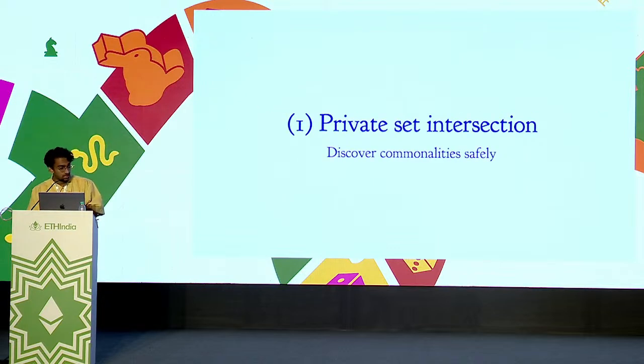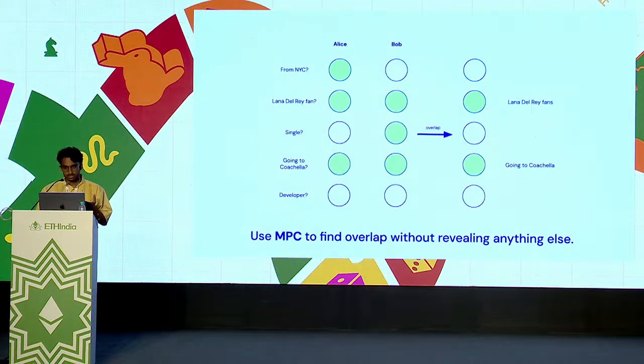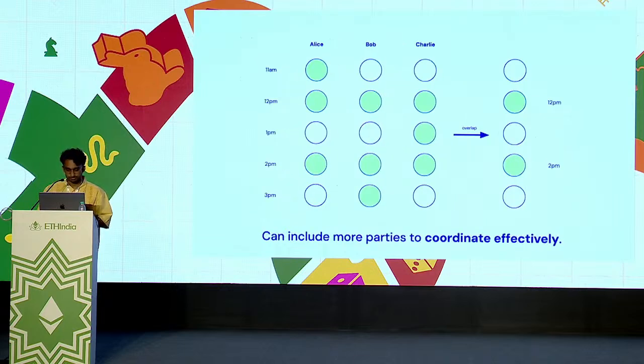So the first is a tool called private set intersection. This is kind of the simplest MPC you can do, where you discover things you have in common with each other without revealing anything else. In this case, you can attest to different interests or things you like, and just output the things you have in common. It's an immediate icebreaker. And actually, we've built out a really simple version of this that I'll show you how you can use at the end of this presentation.